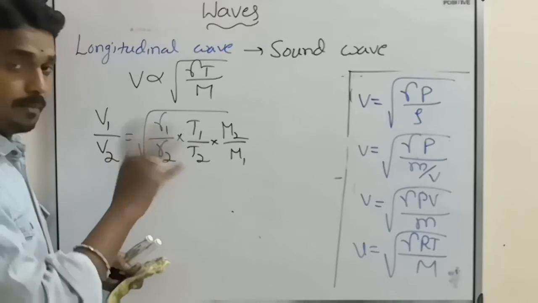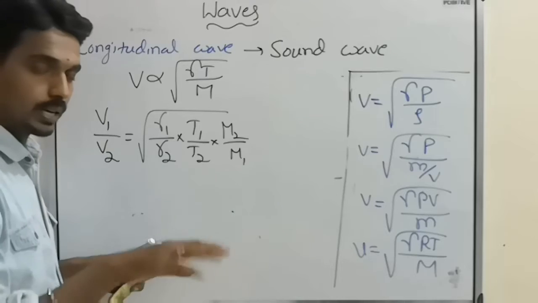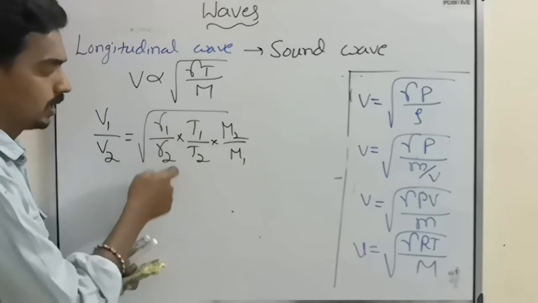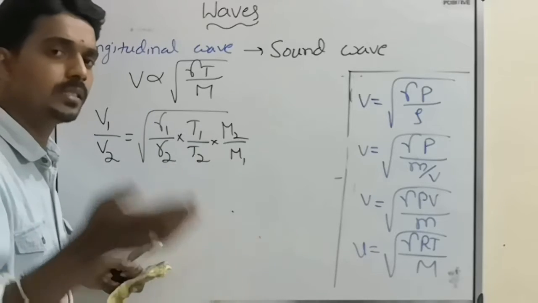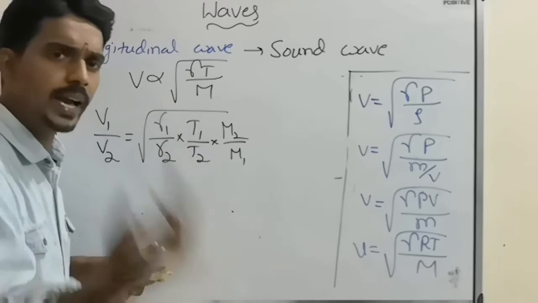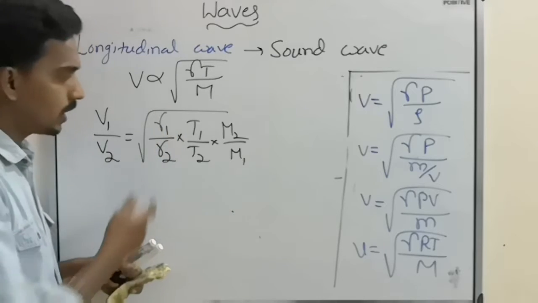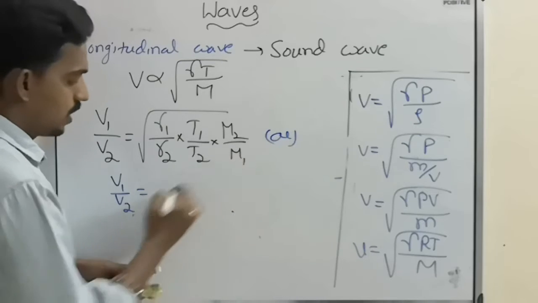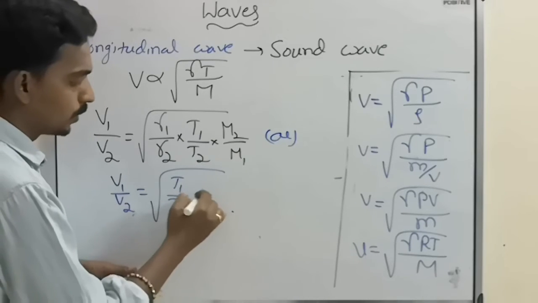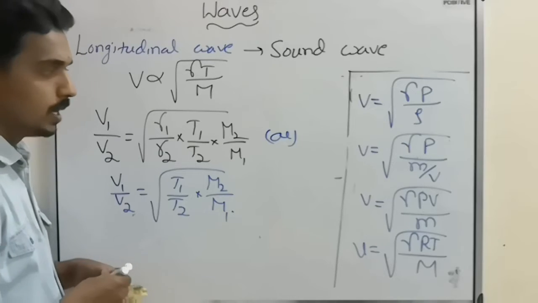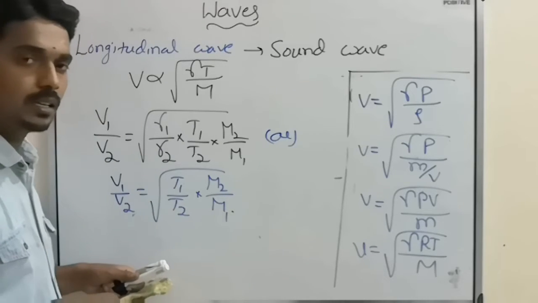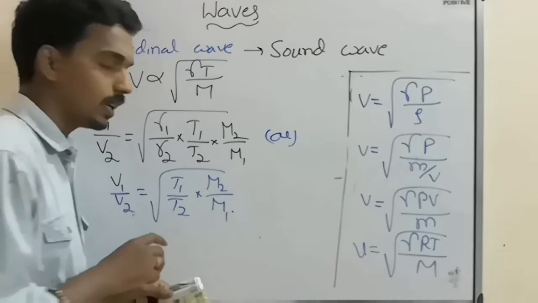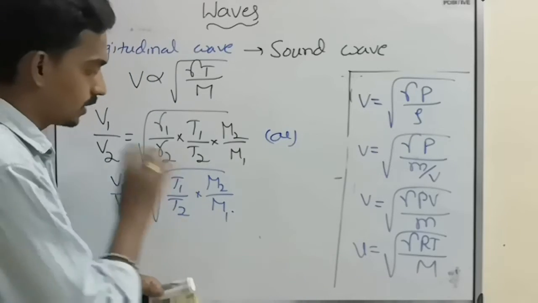Suppose same kind of gas, both are monoatomic or both are diatomic or both are triatomic, then these two will cancel. Like one is O2, one is H2 or one is N2, both are diatomic, then gamma 1 must be equal to gamma 2. Then the ratio will become V1 by V2 equals under root T1 by T2 into M2 by M1. But this is under the condition that the two gases must be either monoatomic or diatomic or triatomic, like that.